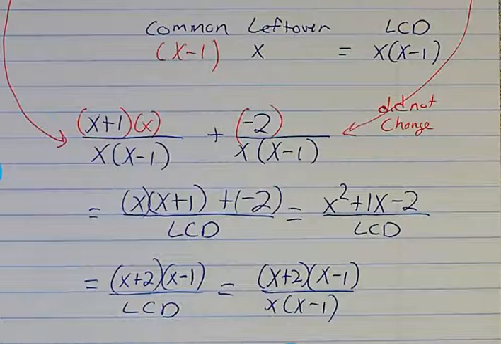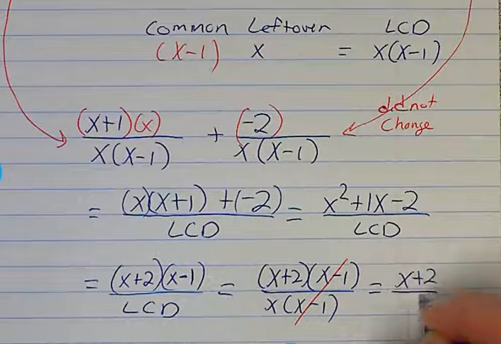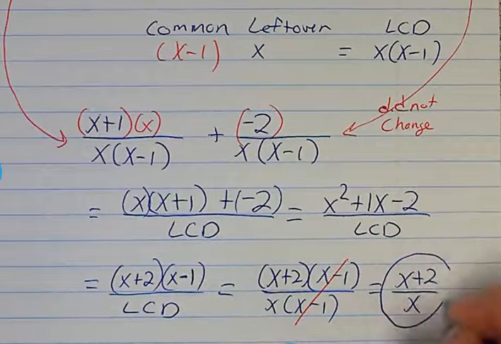So now you pull it back in, and now you see if there's anything you can cancel. Oh, absolutely. Get rid of the x minus 1s, right? So that'll leave you with an x plus 2 over x.